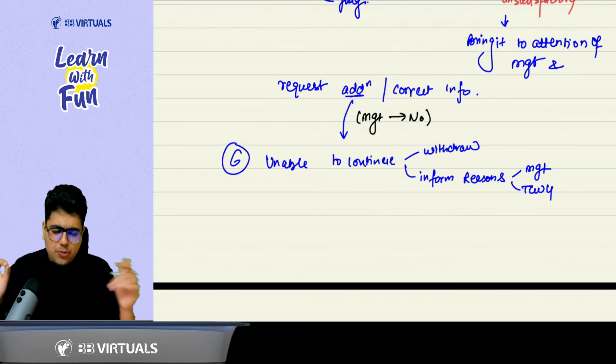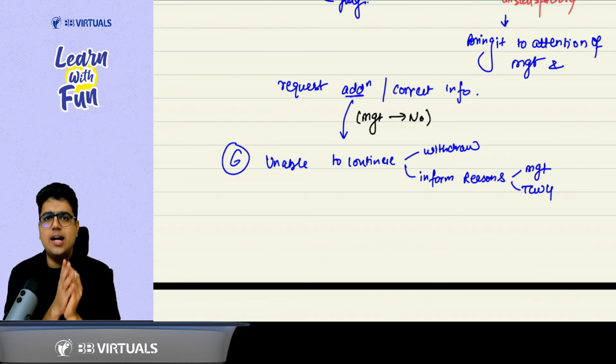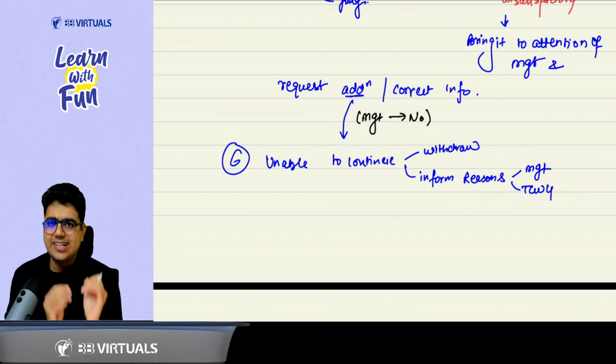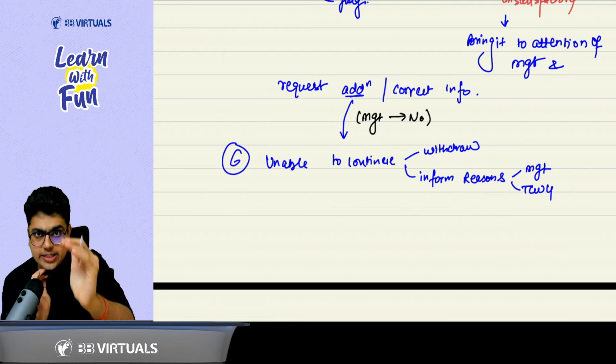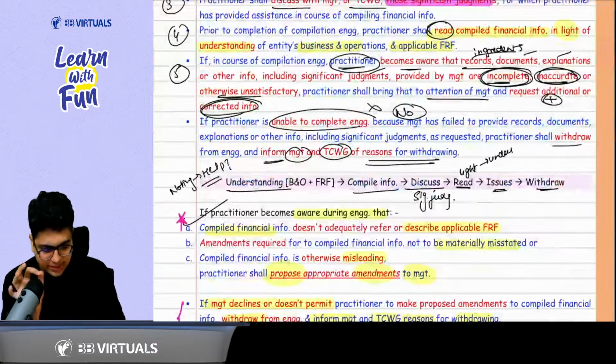Plus, it says last point, which is not given here, is if the withdrawal is not possible under the law or regulation, then you need to decide accordingly. That's it. Got it, sir. So this part of performing the engagement is also done.